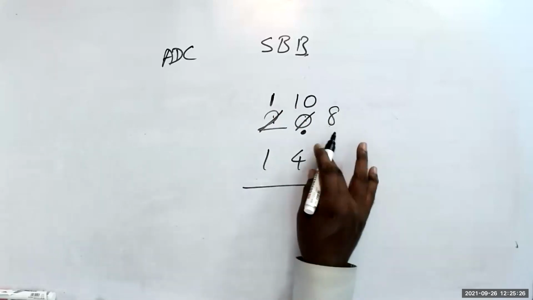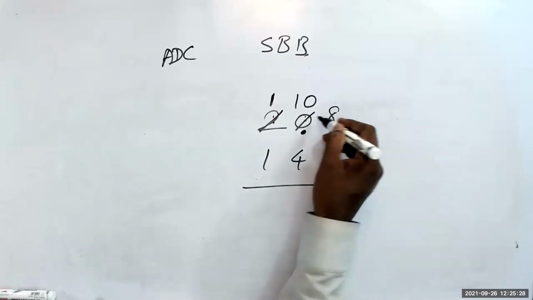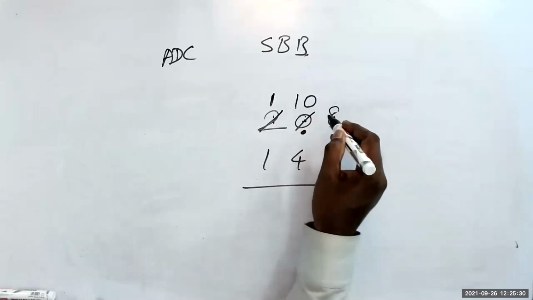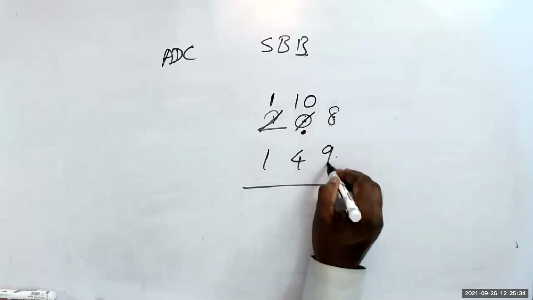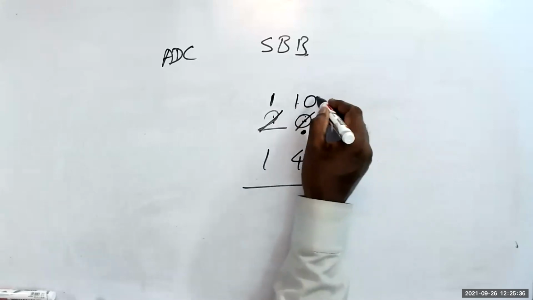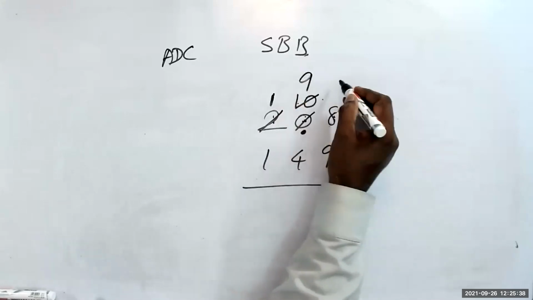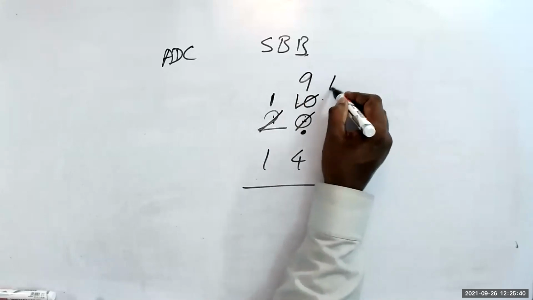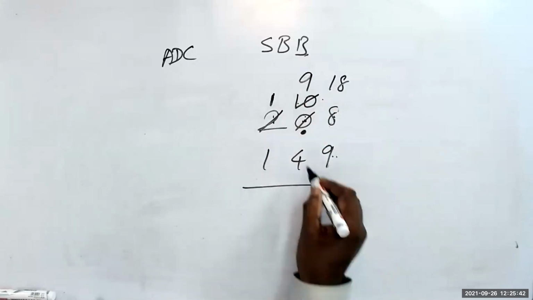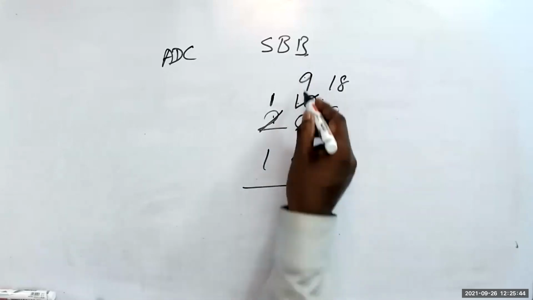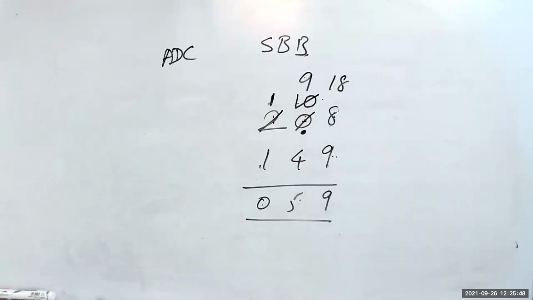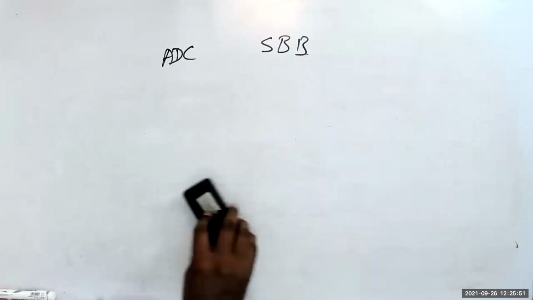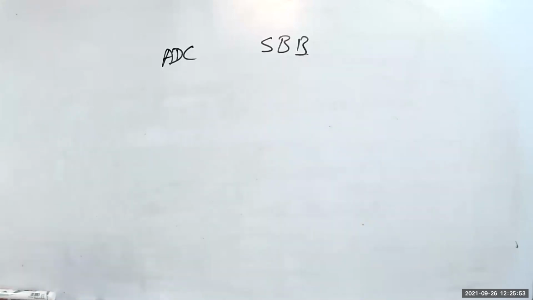Then only I have to do that. When he himself cannot borrow, I cannot do that. So I put 8 minus 9. Not possible. I borrow 1 from here. So this becomes 9. This becomes 18. This becomes 5. Becomes 0. Now we do the same thing. Am I right?